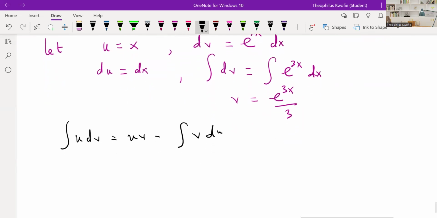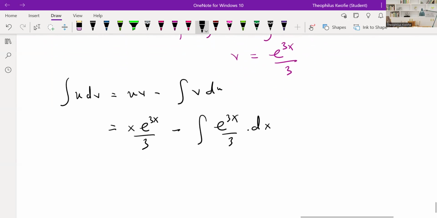And by doing that, what is our u? Our u is x, and our v is e to the power 3x on 3 minus, what is our v? Our v is e to the power 3x on 3, and then our du is dx.